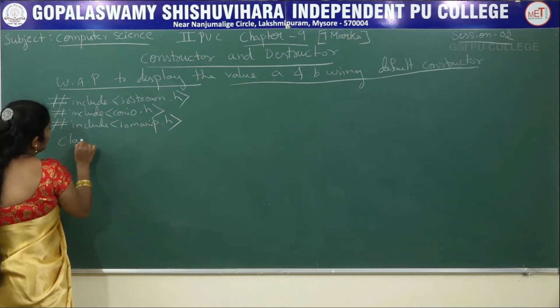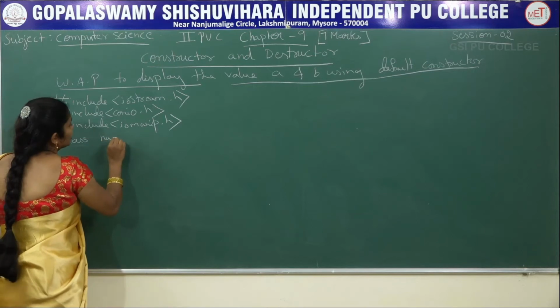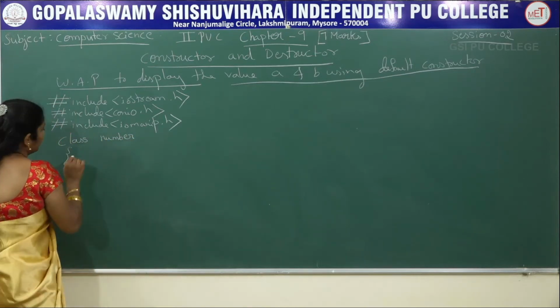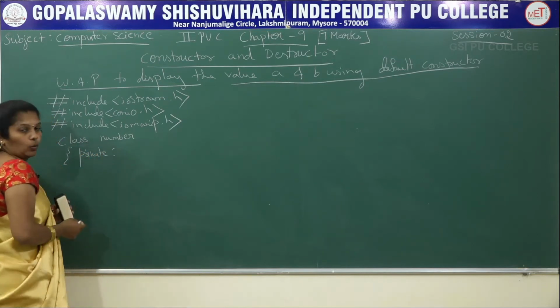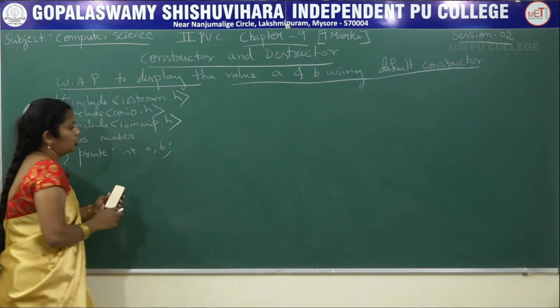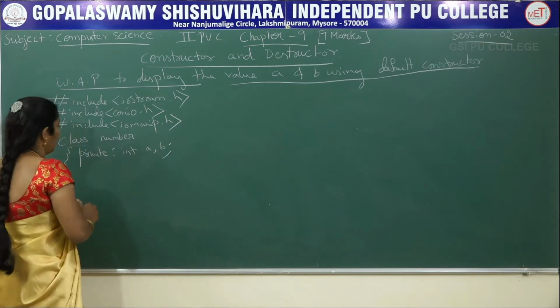Here, class. I want to display the numbers. That's why I'm going to take the class name as number. In the private section, we are declaring the variables int a comma b. Two variables we are declaring. These two variables are of type integer.